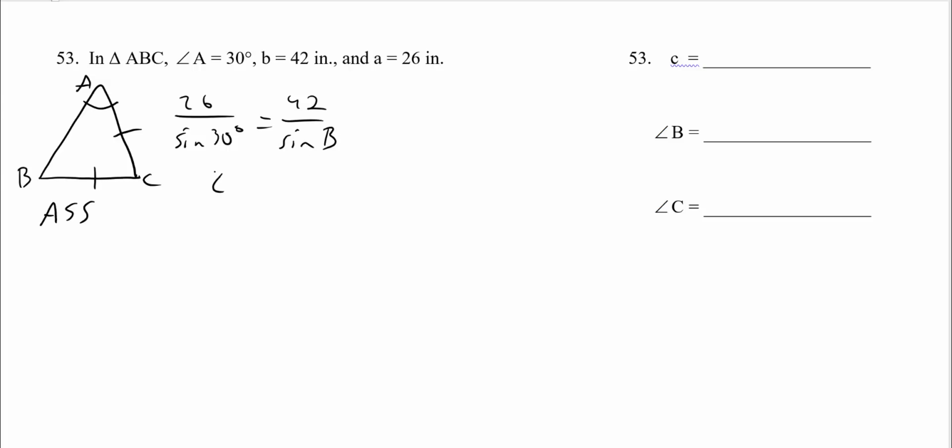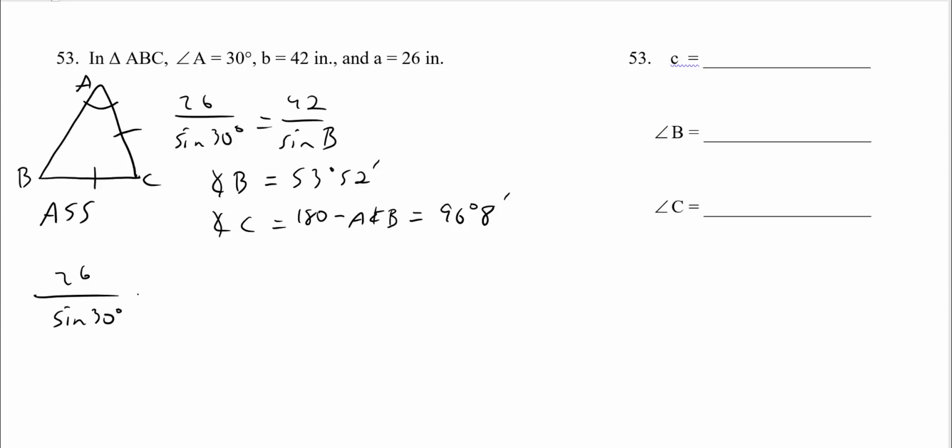So angle B, do all your work. Angle B comes out to be 53 52. And then, of course, angle C is 180 minus A and B. So angle C comes out to be 96 degrees, 8 minutes. That's easy. Then I can find side C by using law of sines again. 26 over sine of 30 equals C over sine of 96 8. So C comes out to be 51.70 meters. So that's our first one.